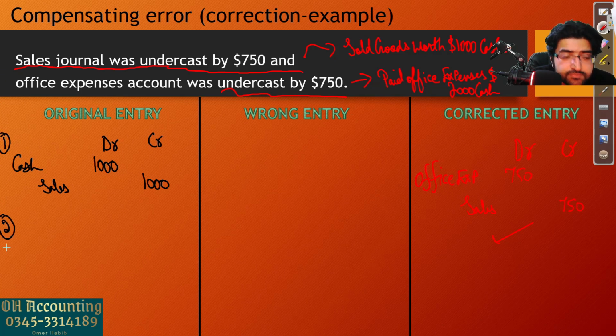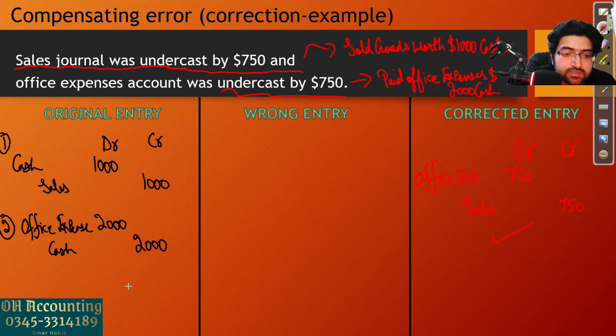Transaction number 2. Paid office expenses $2,000 cash. Office expenses. Whenever expenses incur, we record them on the debit side. So 2,000 office expenses debit, and we are paying back cash. Cash is an asset. When assets decrease, we record them on the credit side. So 2,000. These are the original entries for these transactions.